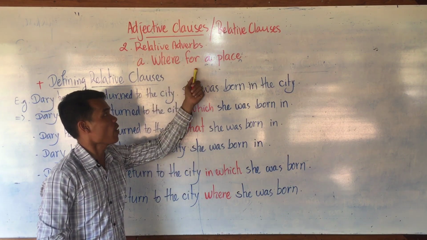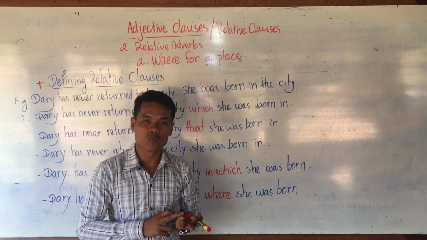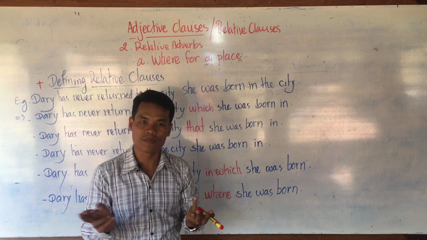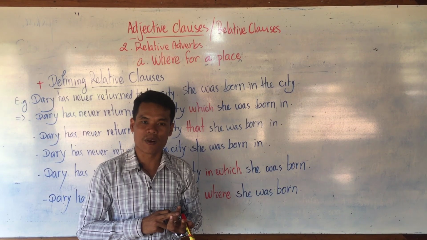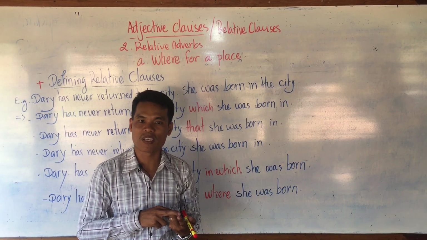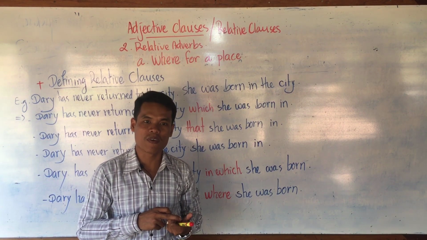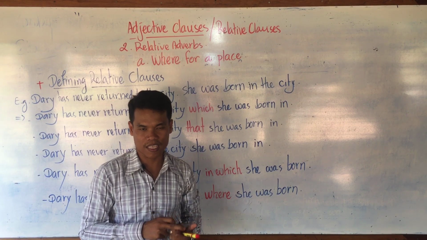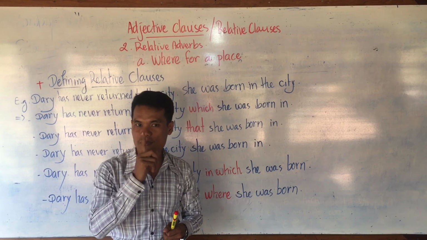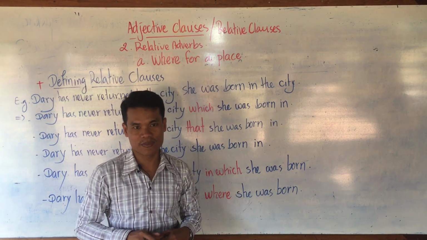Where is used for a place. In relative pronoun, who functions as a subject and object for people. Whom functions as the object for people. Which functions as a subject and object for things. That functions as a subject and object for both people and things. And who plus noun for position. So it means that number 1, each relative pronoun has its functions.